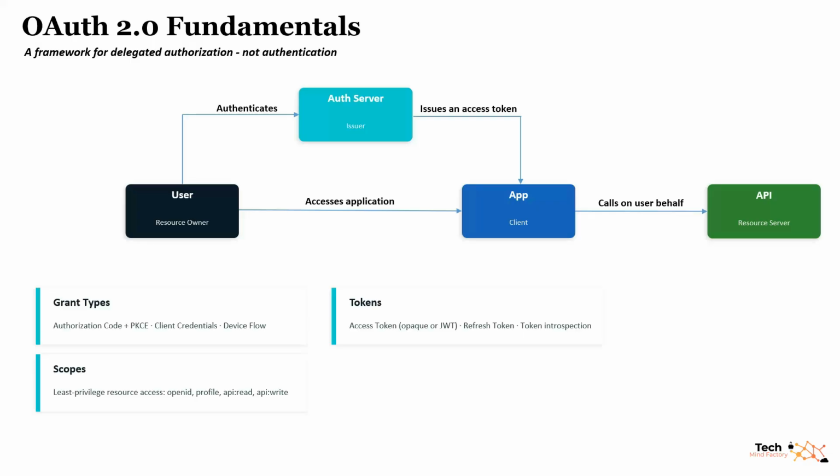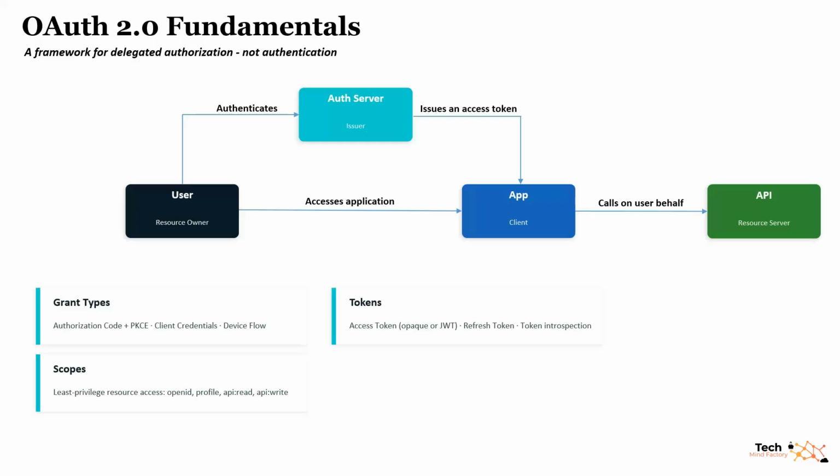And obviously there is token introspection, because if we use opaque tokens, we cannot investigate their content. So we have to call the authorization server introspection endpoint to validate this token and get some data related to this token. And there are scopes, right?